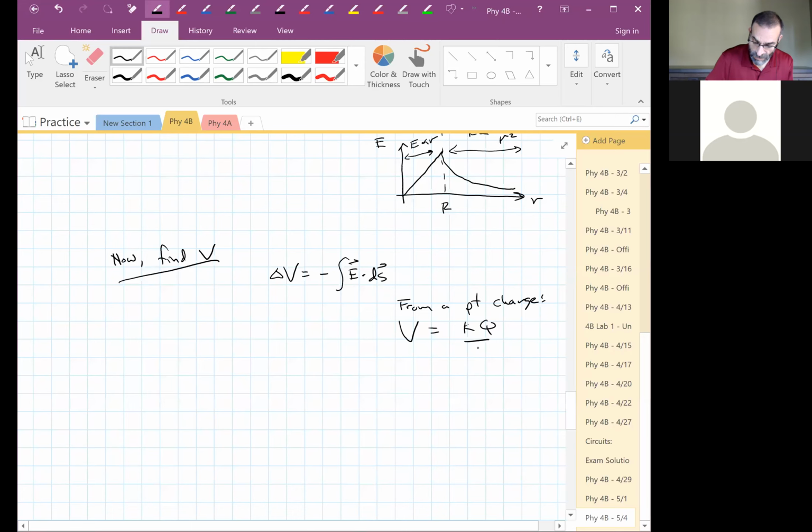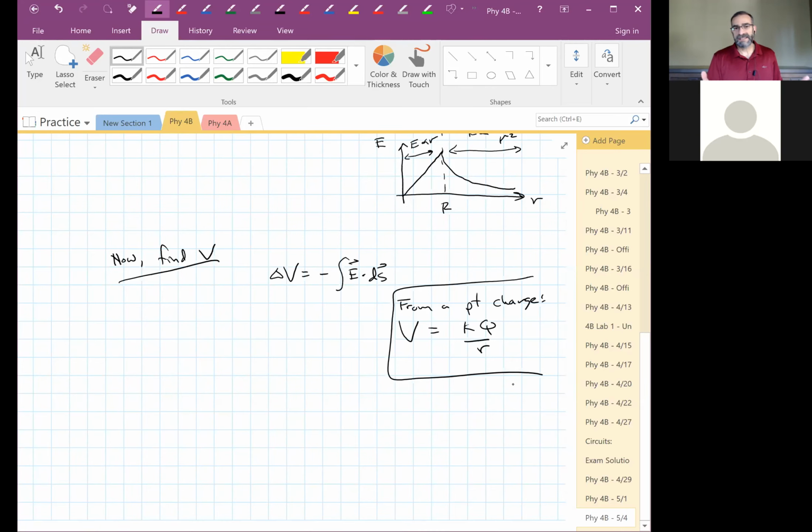K Q over R. So we know the answer has to be KQ over R, but I'm going to go ahead and walk through the steps because sometimes it's not obvious what the answer is, and we want to walk through the steps to solve the problem. In this case, it happened to be simple, right? But let's walk through it and learn the procedure for cases where it might not be as simple. So we want to do this.